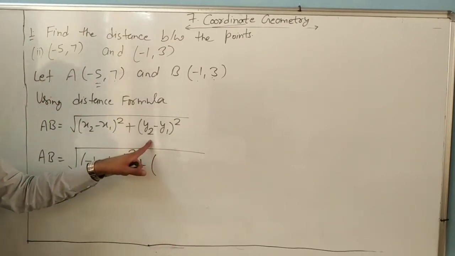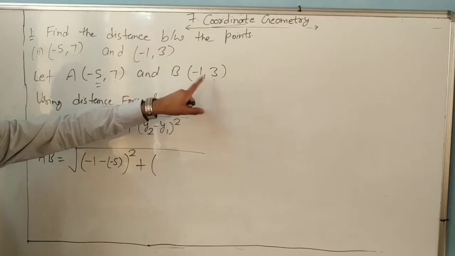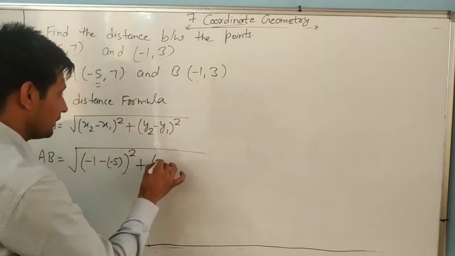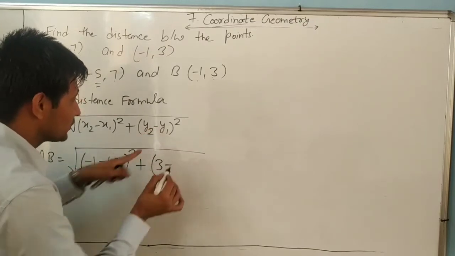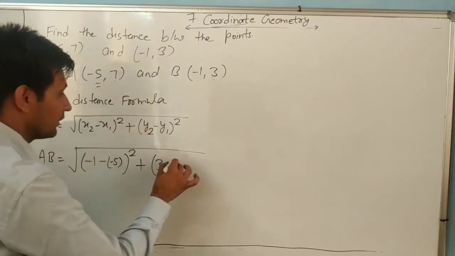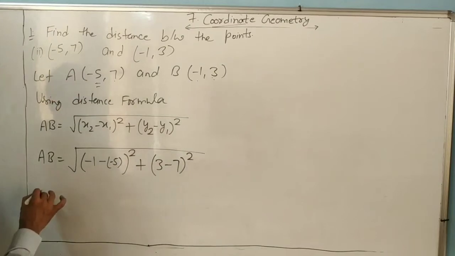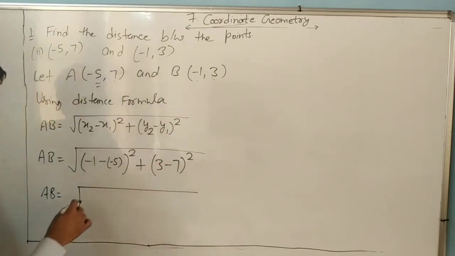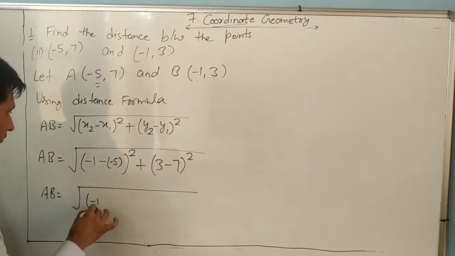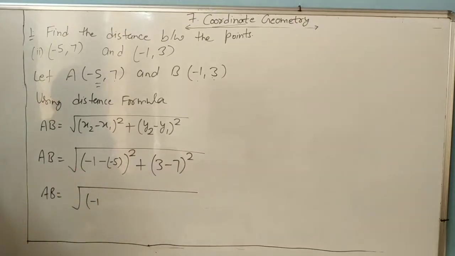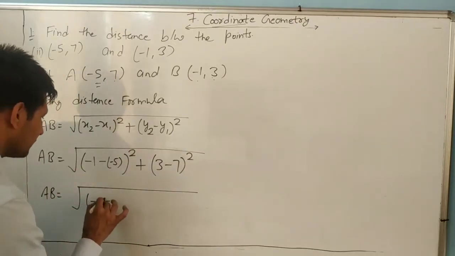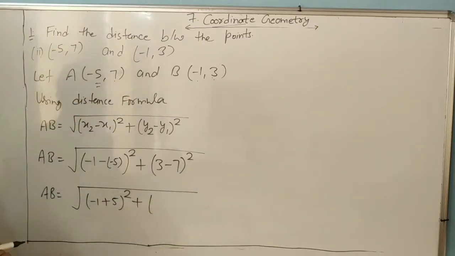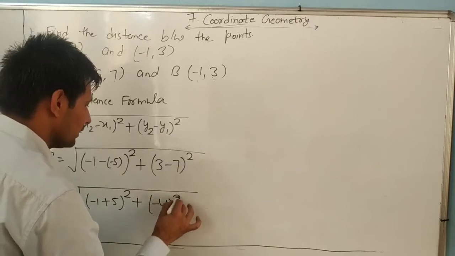Which one do we take, x2 and y2? Second point, or not? So that's why. Okay, so how much is y2? 3. Minus sign, minus y1, how much? 7. Understand? Now AB is, look here, -1, negative into negative, positive. So it is plus 5 square plus 3 minus 7 minus 4 square.